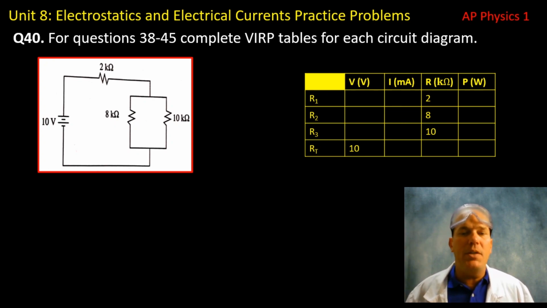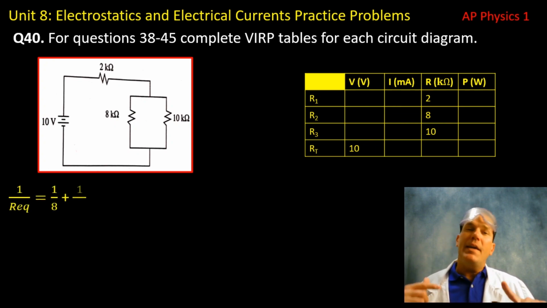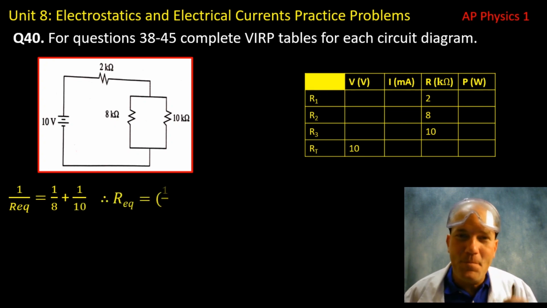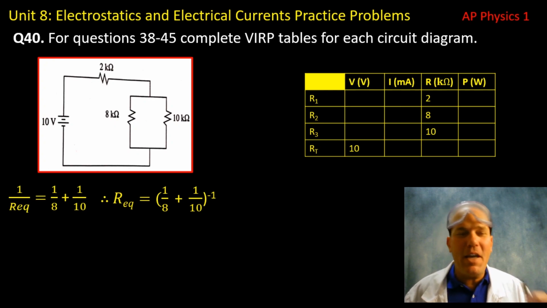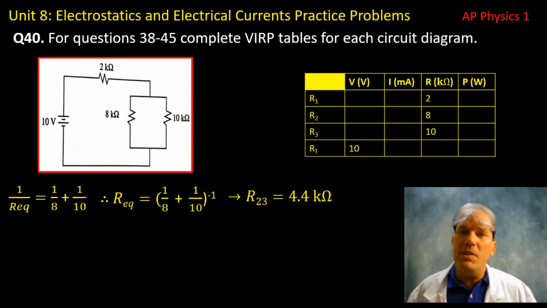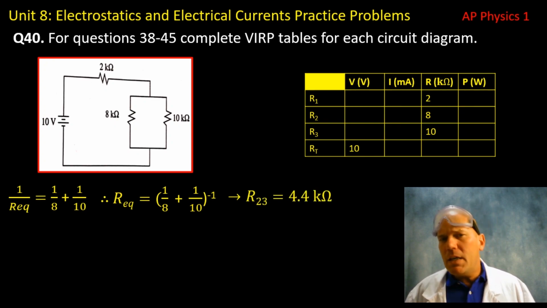That's totally up to you. We also know the voltage here. The total voltage is 10 volts. So our next steps are going to be to calculate the equivalent resistance for the parallel combination, 1 over 8 plus 1 over 10. The inverse of that quantity will give you an equivalent resistance of 4.4 kiloohms.